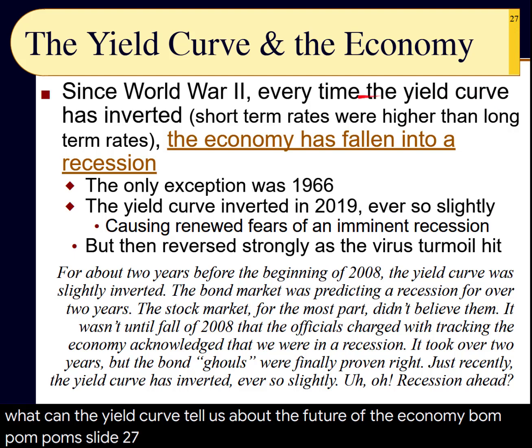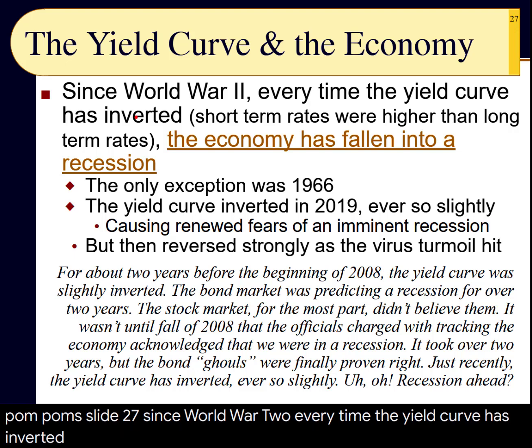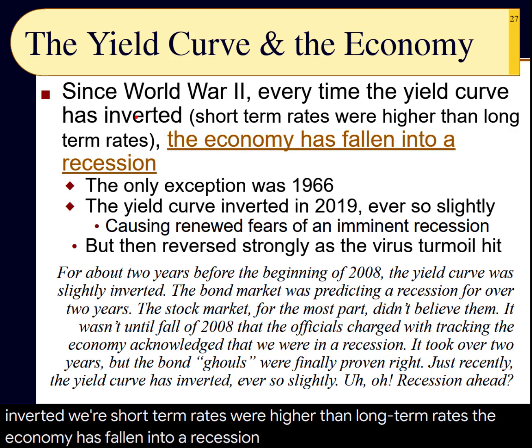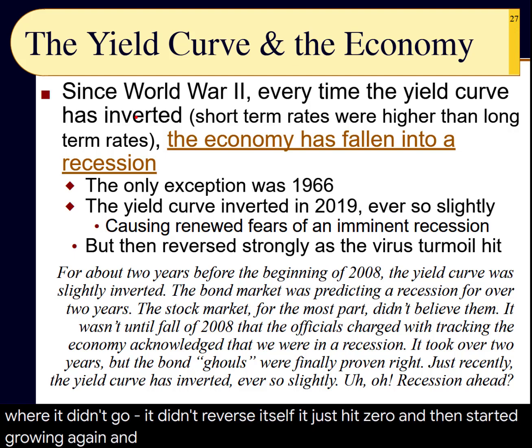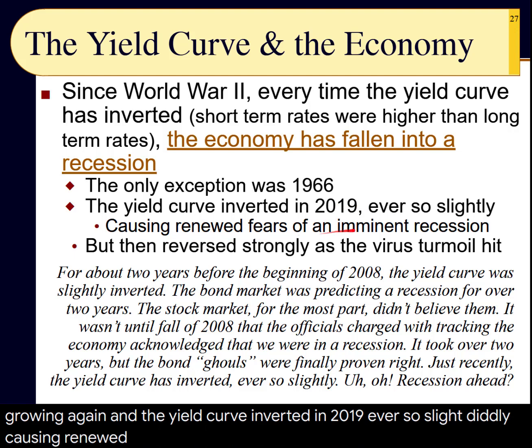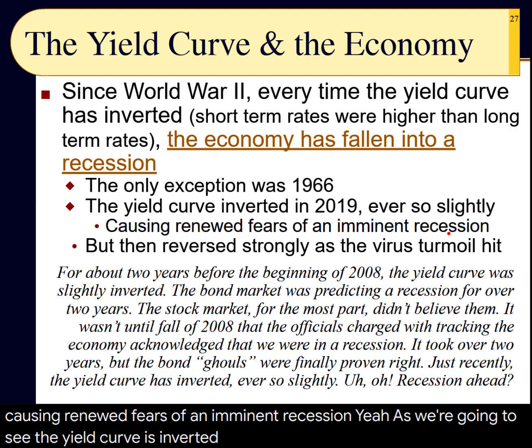Slide 27. Since World War II, every time the yield curve has inverted, where short-term rates were higher than long-term rates, the economy has fallen into a recession. There was one exception, 1966, where it didn't go negative. It didn't reverse itself. It just hit zero and then started growing again. And the yield curve inverted in 2019 ever so slightly, causing renewed fears of an imminent recession. But COVID sort of took care of that. But now, as we're going to see, the yield curve is inverted again.